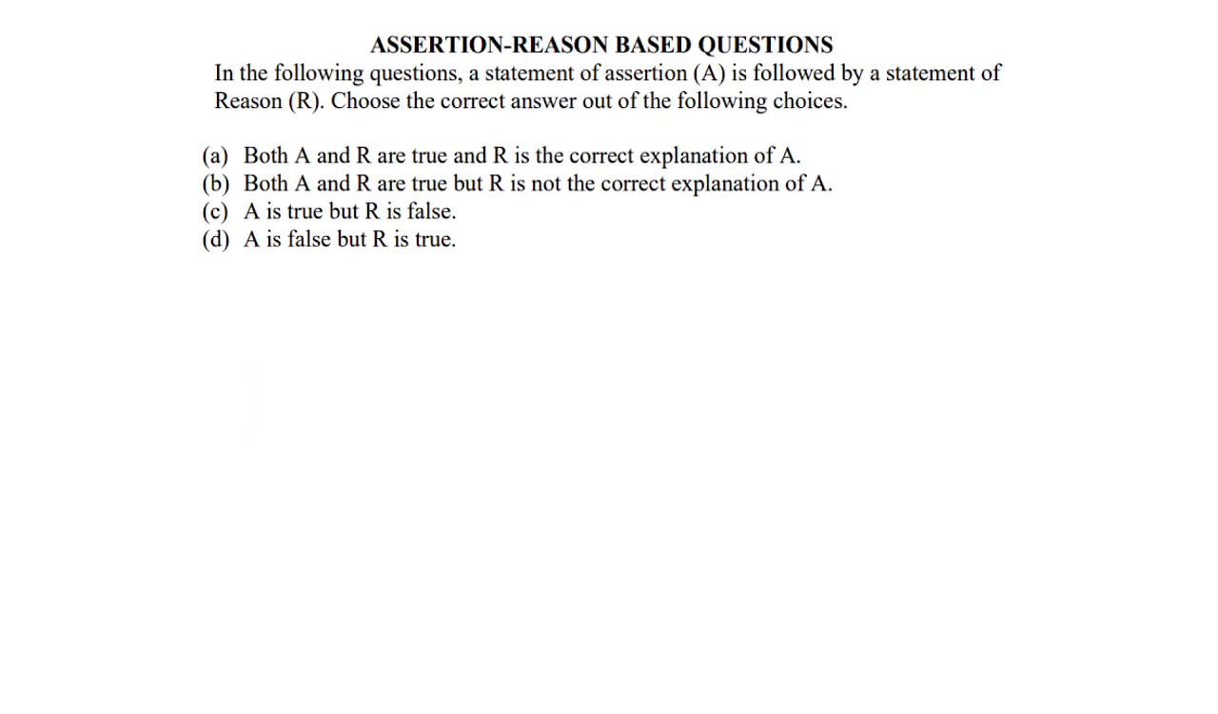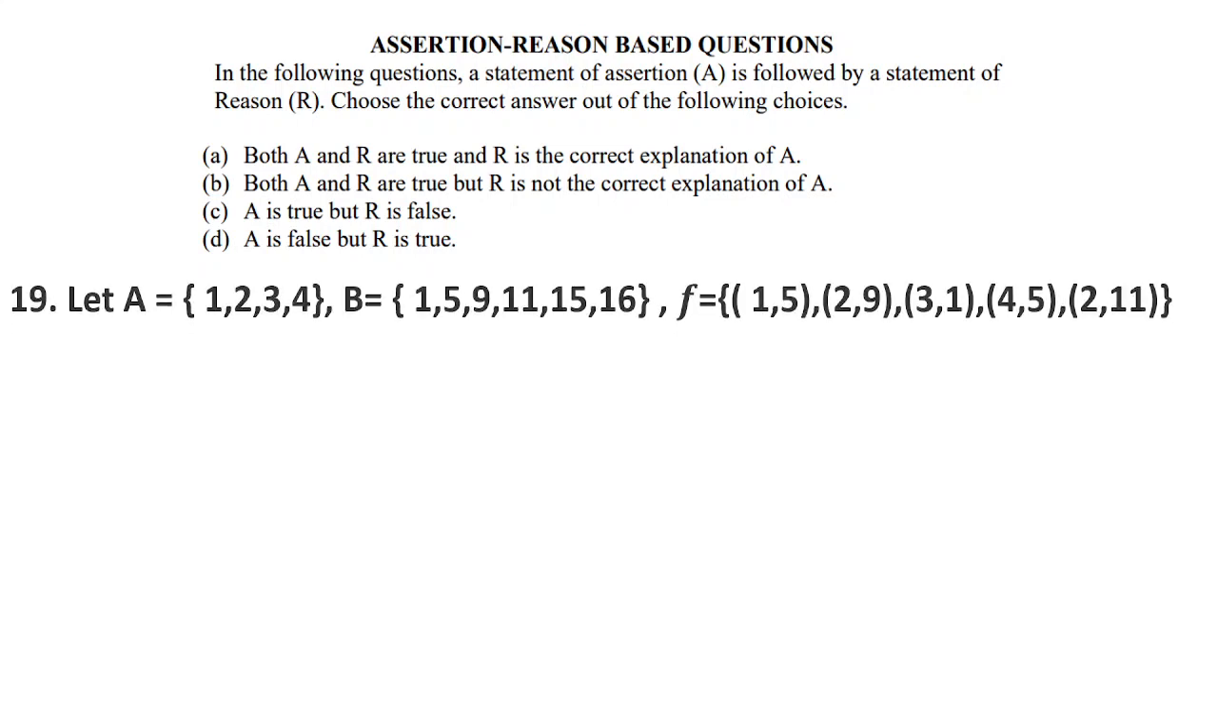Now, we are going to the assertion and reason based questions. Here you will be given one statement called assertion, another statement called reason. You have to check whether there is a connection between them. Option A: both A and R are true and R is the correct explanation of A, and using the reason only, you get the assertion. The second option is both A and R are true, but R is not the correct explanation. There is no connection between A and R. The other option C is A is true, but R is false. Option D is A is false, but R is true. Let us take question number 19.